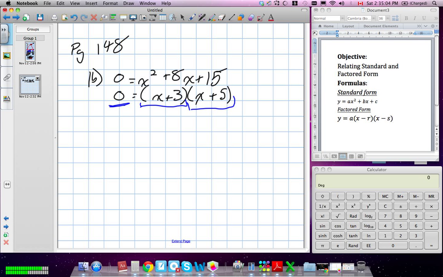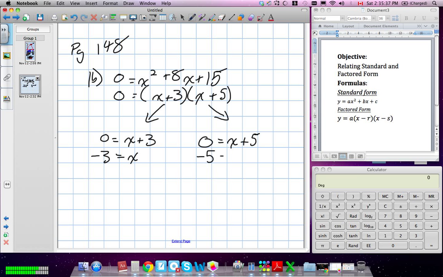So I split this equation now, and I set each of them equal to 0. So in the first one, we have 0 is equal to x plus 3. And the other one, we have 0 is equal to x plus 5. Okay? So right now, what I'm finding is my x-intercepts. When I move 3 to the other side, I'm going to get negative 3 equals x. And when I move 5 to the other side, I'm going to get negative 5 equals x. So my x-intercepts, the coordinates are negative 3 and 0, negative 5 and 0. And now I have two x-intercepts. Okay? Now we're going to try graphing that. So why don't you keep going there.